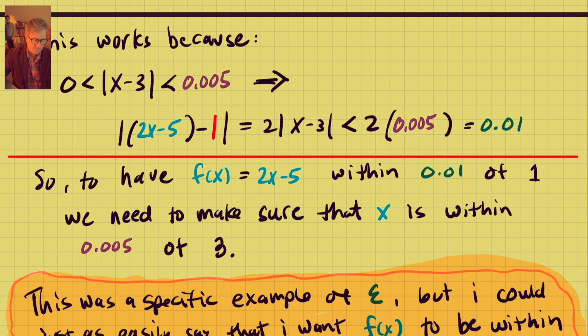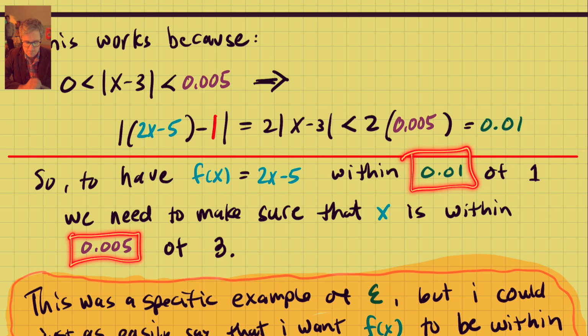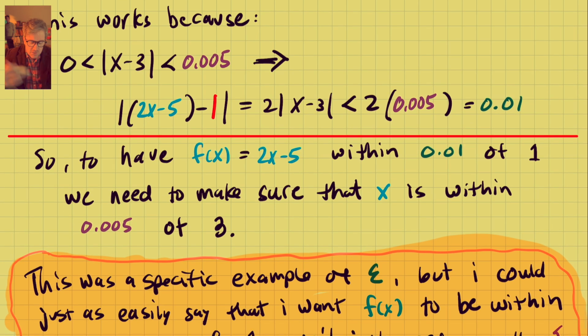And so what does this tell us? What it tells us is that to have f of x equal 2x minus 5 within 0.01 of 1, the limit, we need to make sure that x is within 0.005 of 3, okay? And so if you want the function to be this close to the limit, then x needs to be this close to the limit point 3, right? If you want the function to be this close to 1, then x needs to be this close to 3, okay?